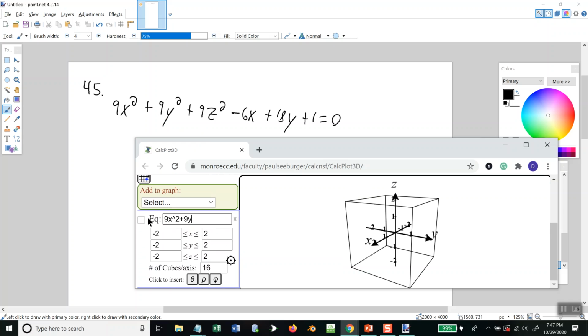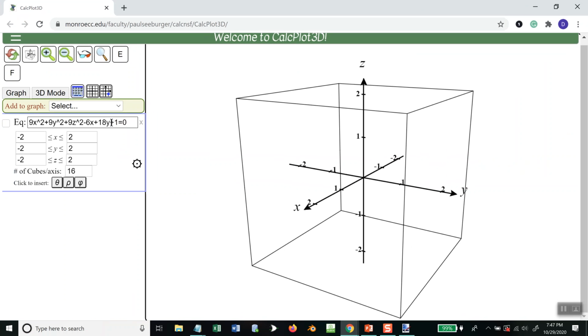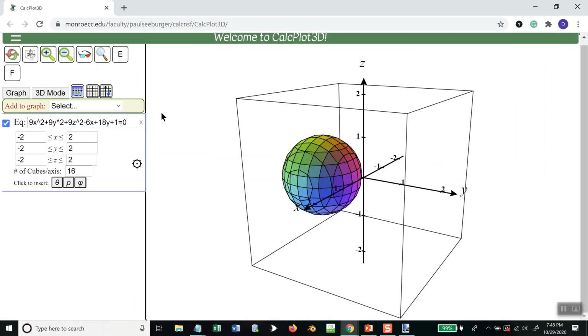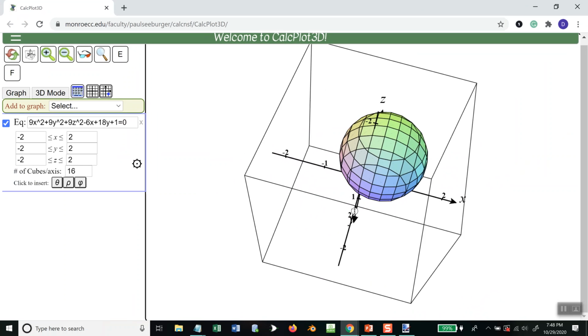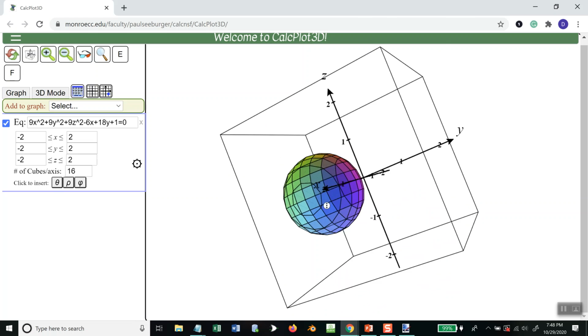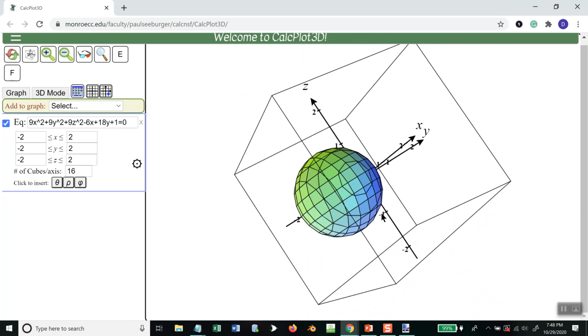Nine x squared plus 9y squared plus 9z squared minus 6x plus 18y plus 1 equals 0. And that shows our graph. Didn't know what the radius would be, so I didn't know if this was enough, -2 to 2, but I guess it is.